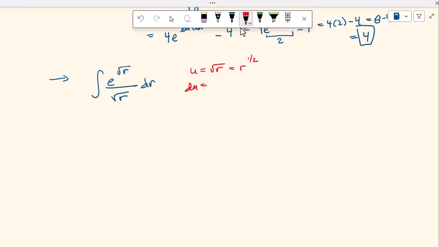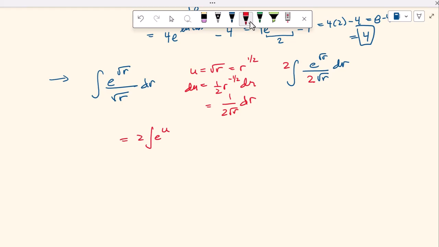Now when I find my derivative, I bring the 1/2 down, decrease the exponent by 1, dr. That negative exponent I can flip, and it ends up with 2 root r in the denominator, which I almost have. So let's look and see what this looks like after compensation for the missing coefficient. So I need a 2 down here in the denominator, so I have to compensate with a 2 up here in the numerator. So when I rewrite that, this is equal to 2 integral e to the u, and then 1 over 2 root r dr would be my du.